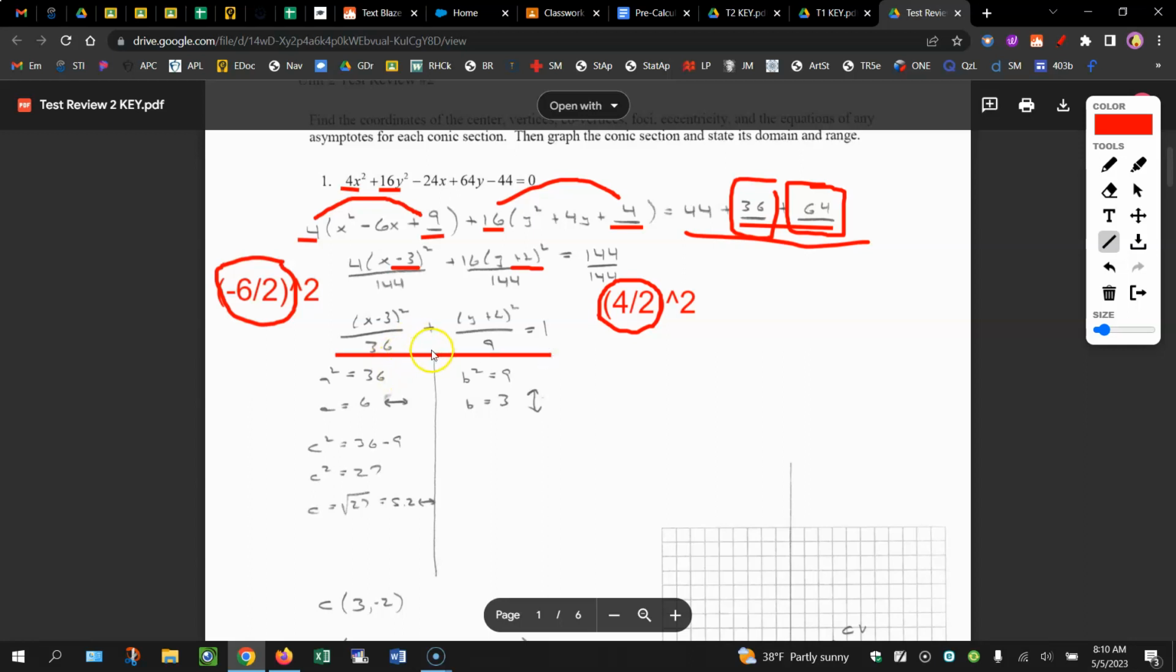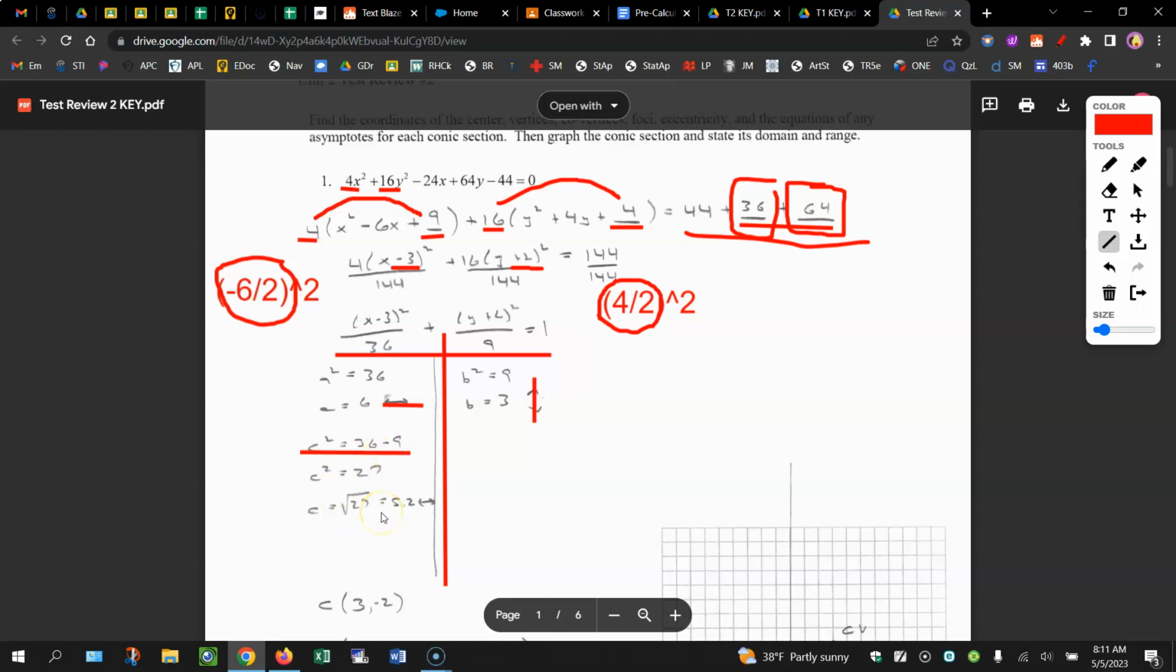So what you want to do then is exactly what I've done here. I think this makes it as easy as possible. Okay, 36 is the larger number, so that is a squared. It's under the x, so all of this is going to be horizontal movement. A squared is 36, a is 6, so that's horizontal movement, moving left and right. B squared is 9, b is 3, that's under the y, this is vertical movement, up and down. The equation for the foci, you need to know, it's c squared equals a squared minus b squared for an ellipse, so we subtract.